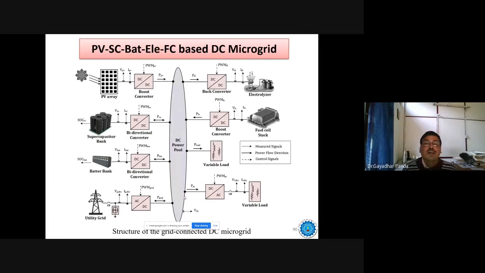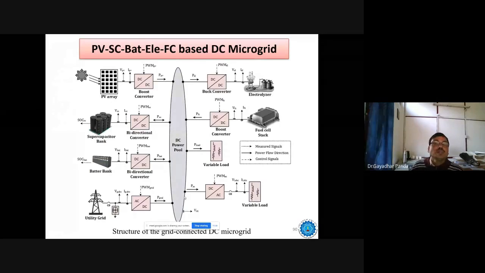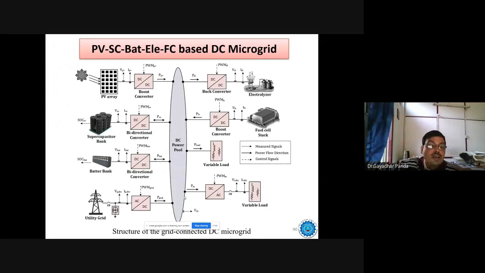You can see this is our general single-line diagram. Here you see the PV system, battery bank, and also the supercapacitor and fuel cell. We are mainly connecting the DC loads to the DC grid, you can say. The AC loads you can connect by means of DC to AC inverters. If you want to operate an induction motor or anything, you can connect it via the inverters.